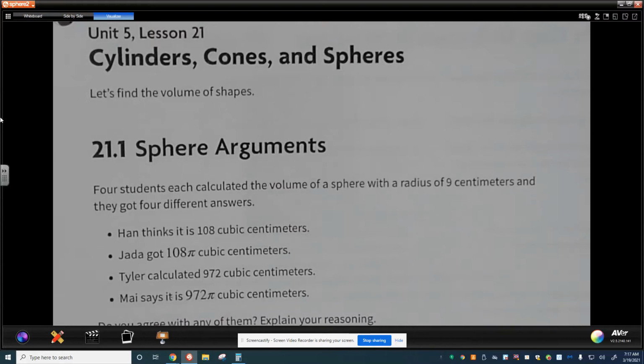Welcome to Unit 5, Lesson 21, Cylinders, Cones, and Spheres. We are almost done with this packet. Today we're going to be working with all three of those figures, and it should be a fairly quick lesson.